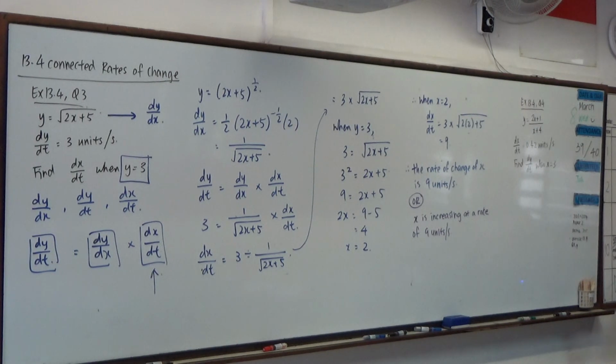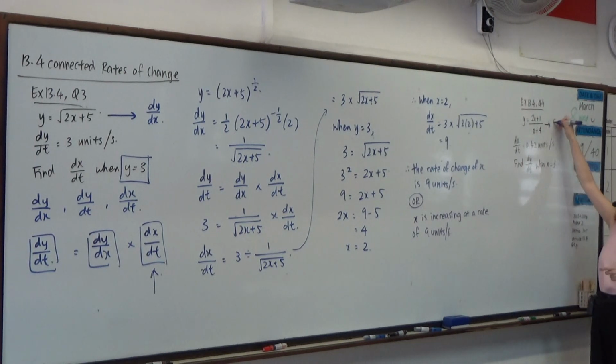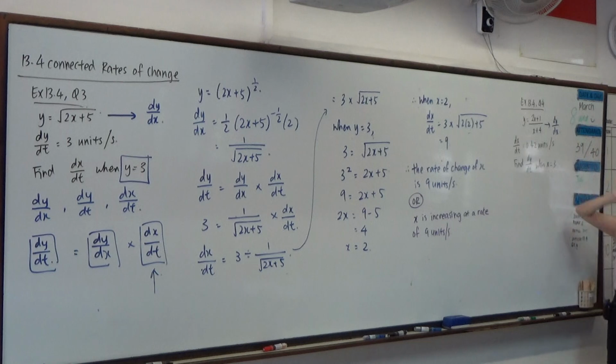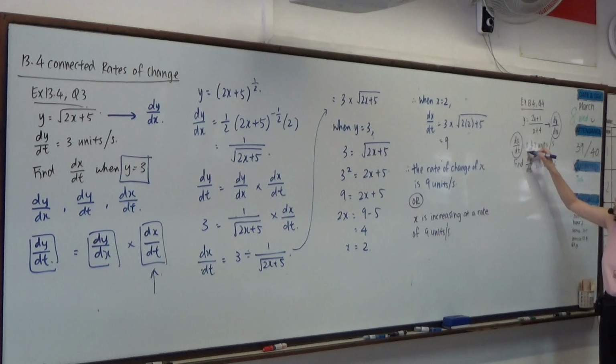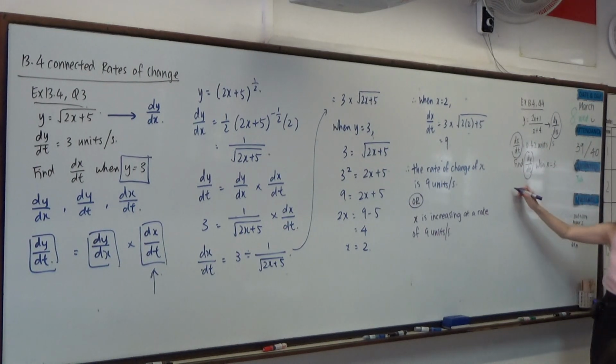Question 4, we are given that y equals 2x plus 1 over x plus 4, and dx over dt is equal to 0.42 units per second. We are asked to find the rate of change of y when x equals 3. So we have dx over dt, we want to find dy over dt, and we are given y in terms of x. With this, I know that I can differentiate to find dy over dx. So with these three items, I need to create the link between them.